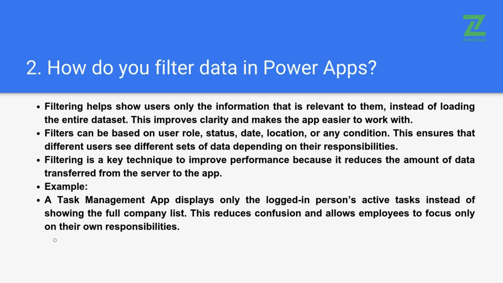How do you filter data in Power Apps? Filtering helps show users only the information that is relevant to them, instead of loading the entire dataset. This improves clarity and makes the app easier to work with. Filters can be based on user role, status, date, location, or any condition. This ensures that different users see different sets of data depending on their responsibilities. Filtering is a key technique to improve performance because it reduces the amount of data transferred from the server to the app.